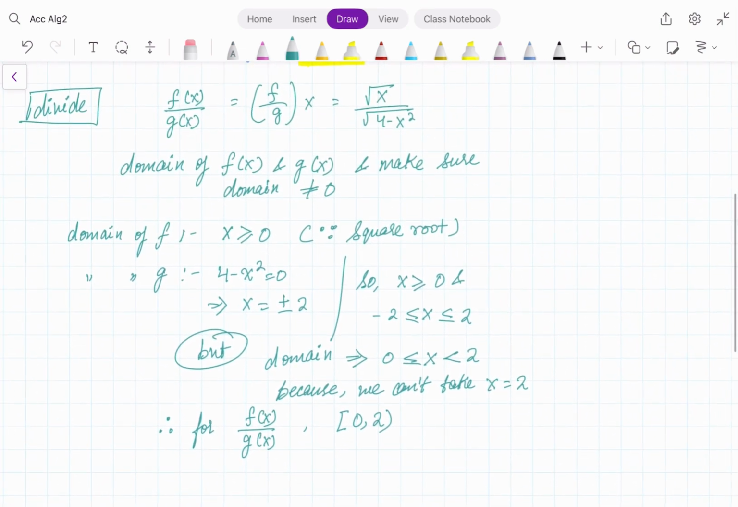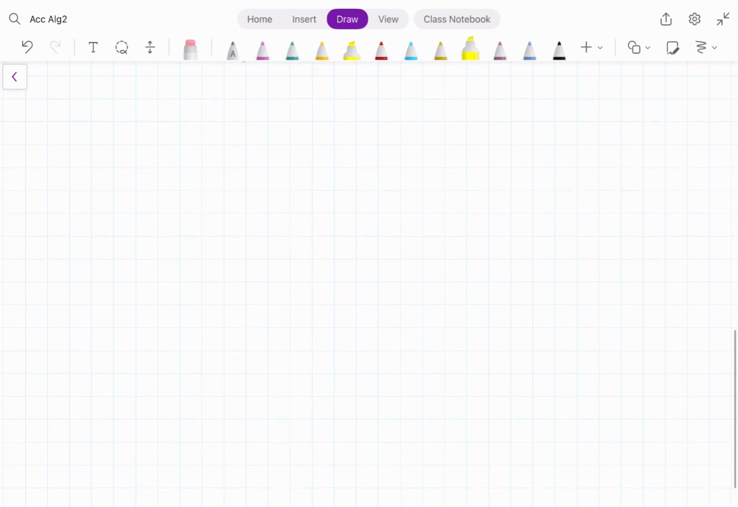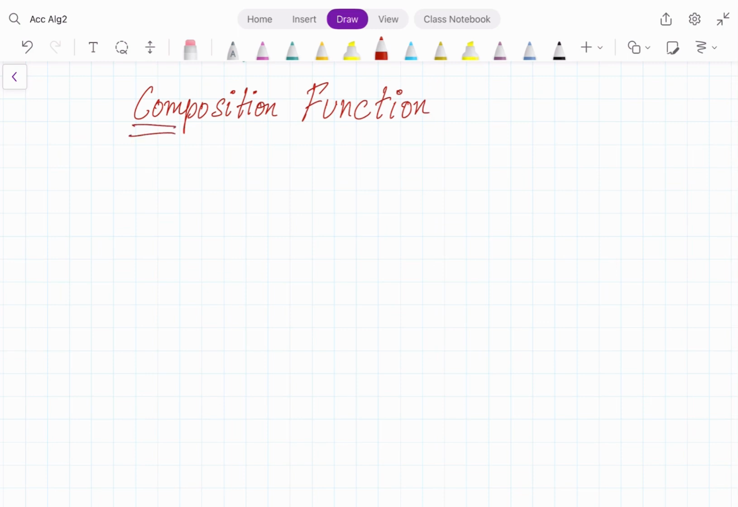Now let's jump back to the composition function. This is just a basic idea, a recap of how to apply different operations on the functions. The composition function, as I said earlier, is a combination of two functions. We have two different functions, and we are writing one into the other. One will be the inside function and one will be the outside function. Let's understand it with an example.